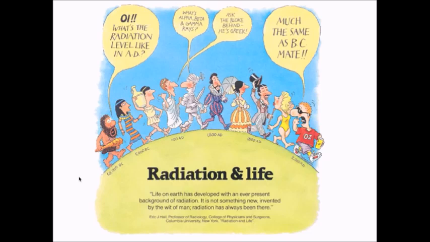Well, radiation's been all around us forever, probably since the Earth was first formed. We have background radiation that's all around us in the rocks, in the air, and the soil. And you notice that it hasn't changed much over time. If you look at that cartoon here, our caveman is wondering what the radiation level is like in our day, and it's about 2000 AD, much the same as it was for you, mate.